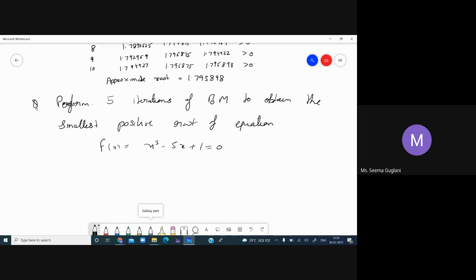Now it's not mentioned, you see the interval is not there. It means by hit and trial method you have to find out the interval also. In the question it's not mentioned. So for that we will start with 0. Let's find out f of 0, let's find out f of 1. So it's hit and trial method. So f(0) is 0 minus 0 plus 1, that is 1.